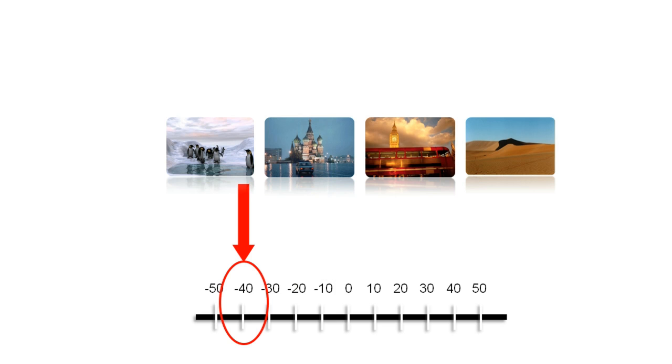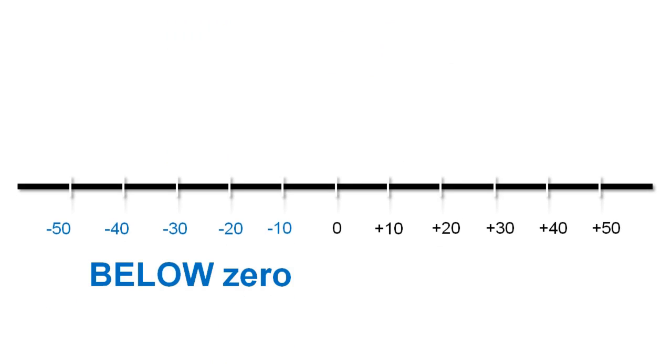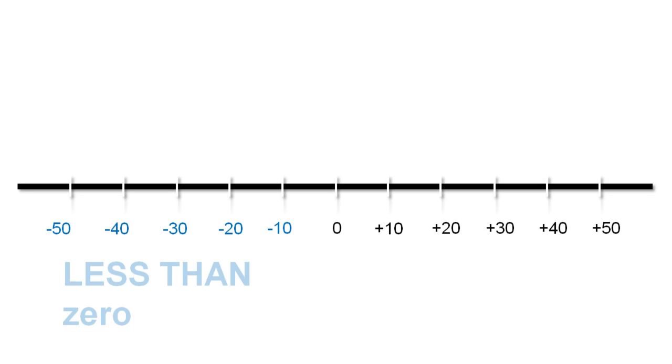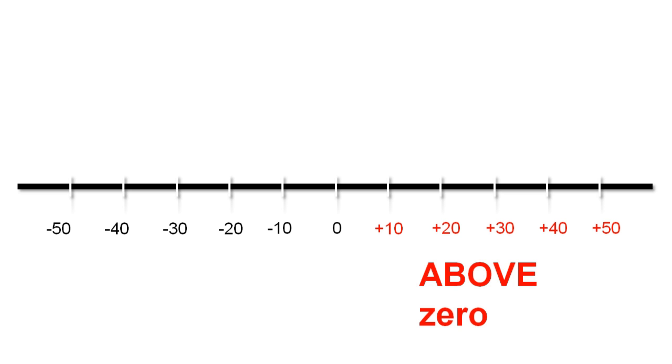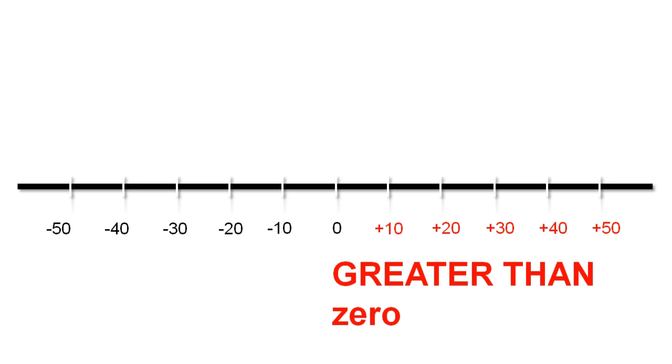All negative numbers are below zero. They are to the left of zero on the number line, and so they are less than zero. All positive numbers are above zero. They are to the right of zero on the number line, so they are all greater than zero.